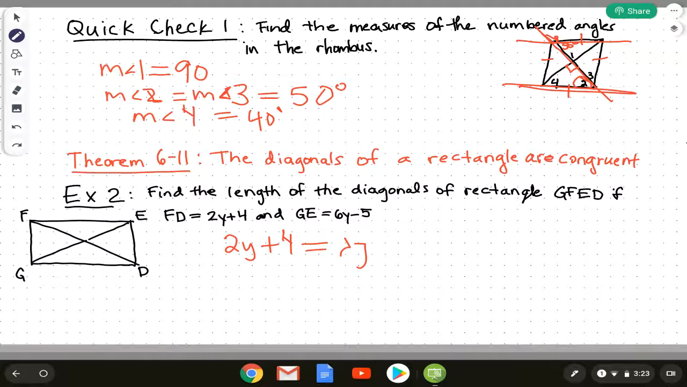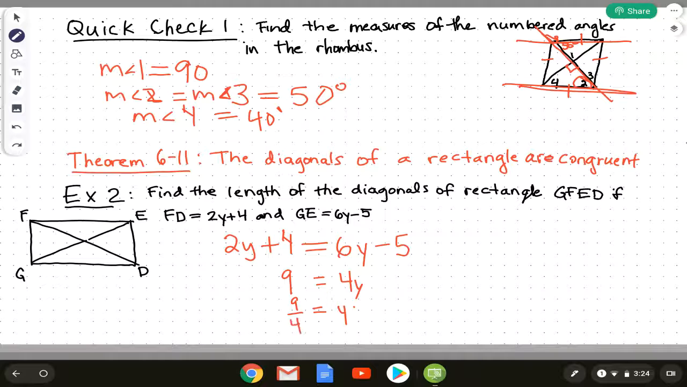I don't know why this is not working. And I'm just going to solve for y. So I'm going to get 4y equals 9. And then I would divide by 4, so I get y equals 9/4. I'm sorry, 9/4.